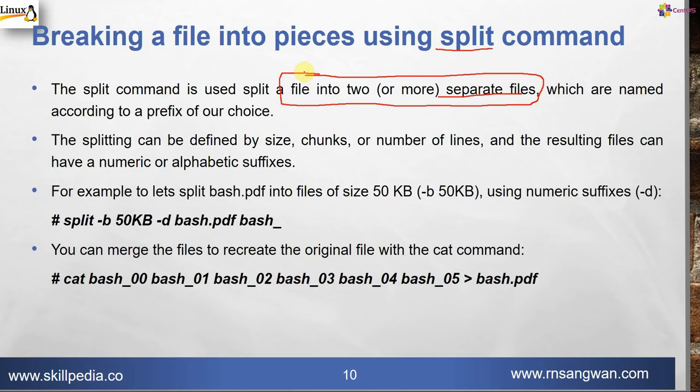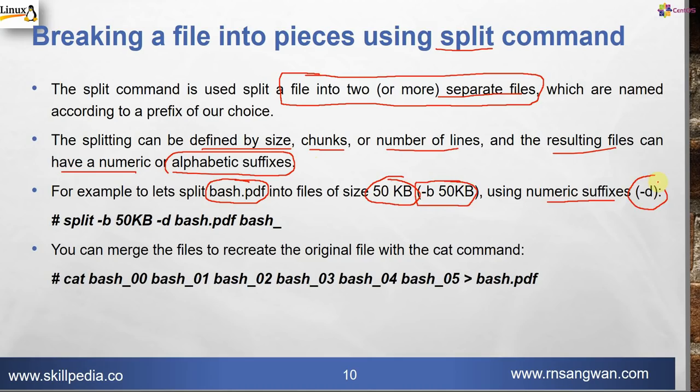In that situation, you would prefer to break this file into pieces. Based on the lines, based on the size, based on bytes, you define the criteria. So the splitting can be defined by size, chunks, or number of lines, and the resulting files can have numeric or alphabetic suffixes. For example, if we have the file bash.pdf and we want to split it into 50 KB each, I can define -b 50KB using a numerical suffix, that is -d.